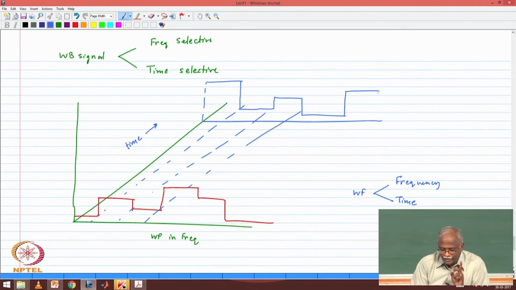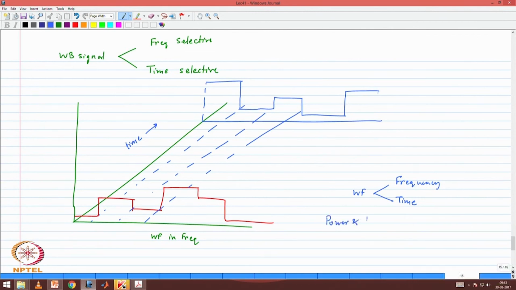So what are you doing? You're doing power and bit allocation. Okay, I'm sure you should be able to interpret that, power and bit allocation over time and frequency. Over time and frequency is the complete way that you would achieve capacity for a wideband signal that is time varying or passing through a time varying channel.